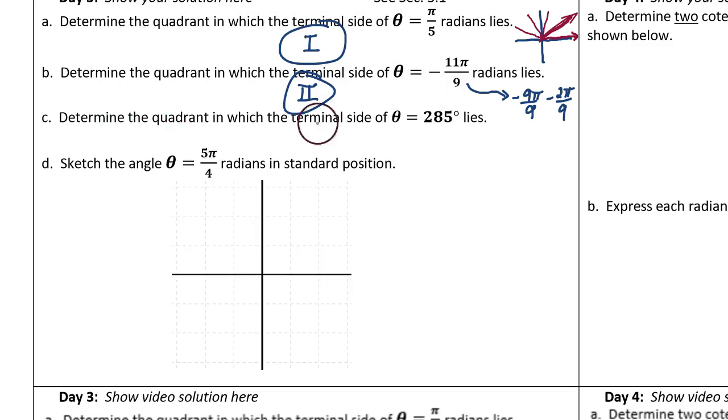Question C, determine the quadrant in which the terminal side of a 285 degree angle lies. This time it would be helpful to have a unit circle that's labeled in degrees instead of radians. Or you could make a quick sketch. The starting side of the angle points straight to the right. A positive angle opens in a counterclockwise direction. A quarter of the way would be 90 degrees. Going to here would be 180 degrees. Going here would be 270. And then an extra 15 degrees would be 285 degrees. So this angle starting here and swinging around in this direction measures 285 degrees. That's quadrant 4.